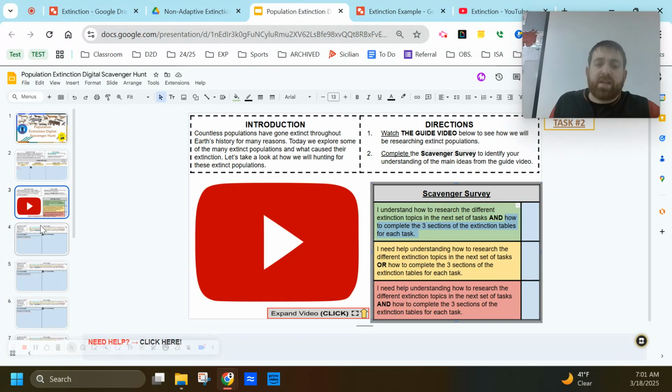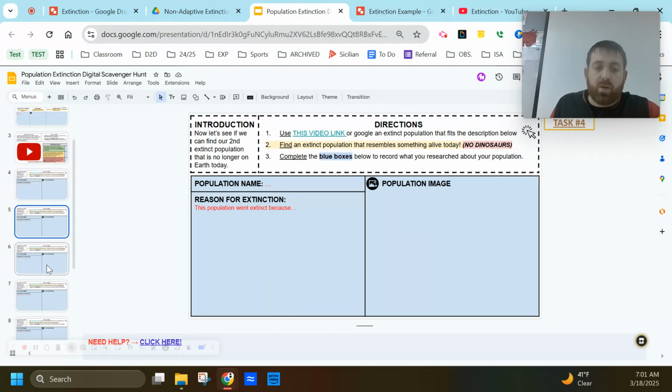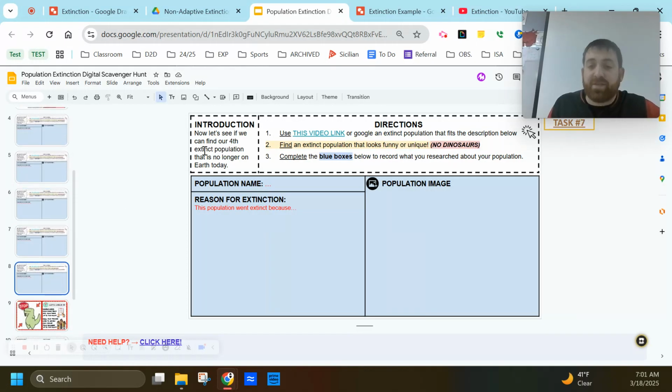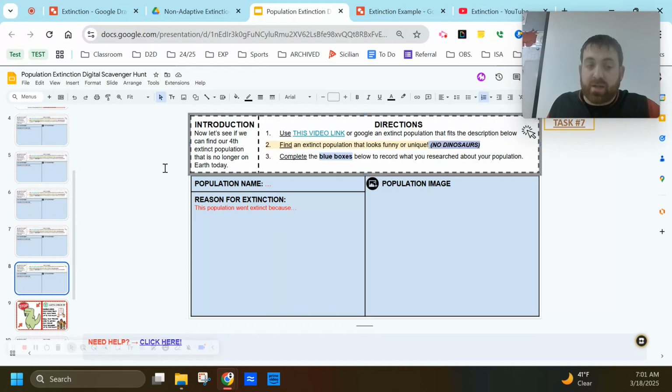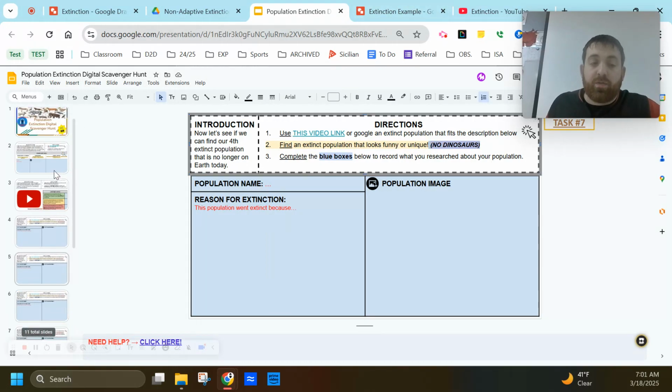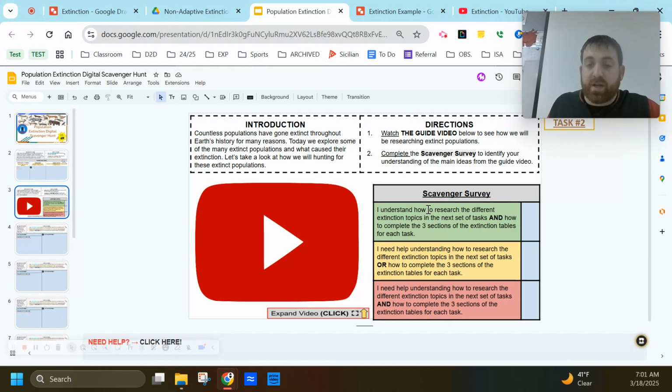So for the next set of tasks, you will have 1, 2, 3, 4, 5 different topics. Make sure we're paying attention to those, not including dinosaurs as always. And hopefully we feel confident we understand how to research the extinction topics in the next set of tasks, and how to complete the next 3 sections.